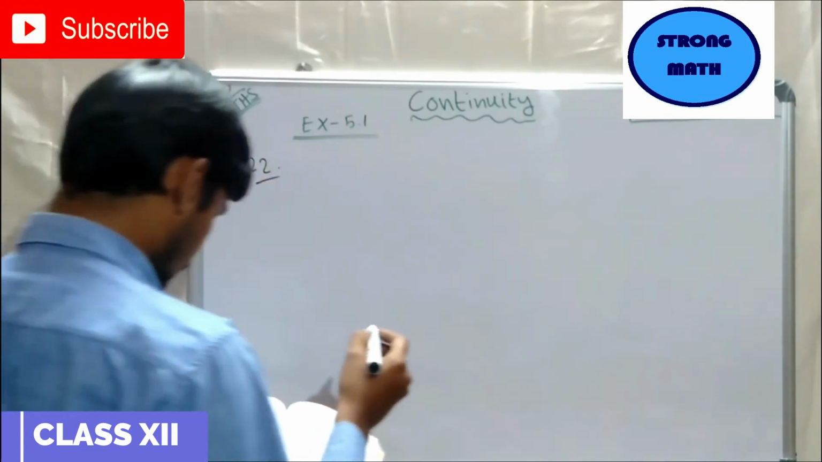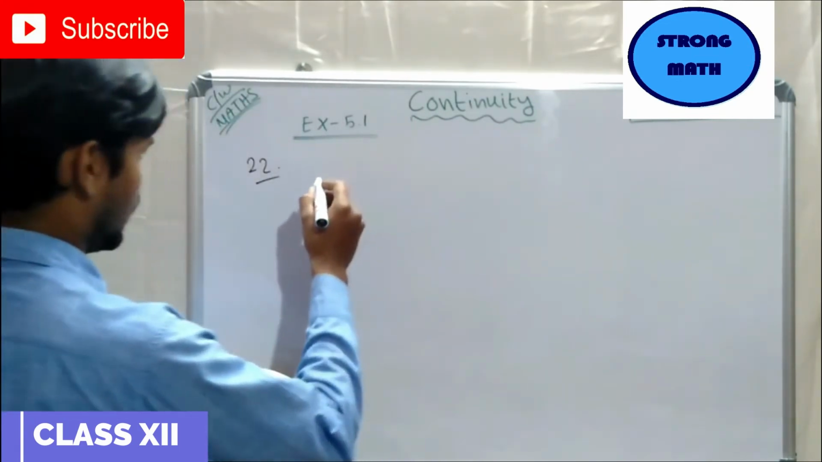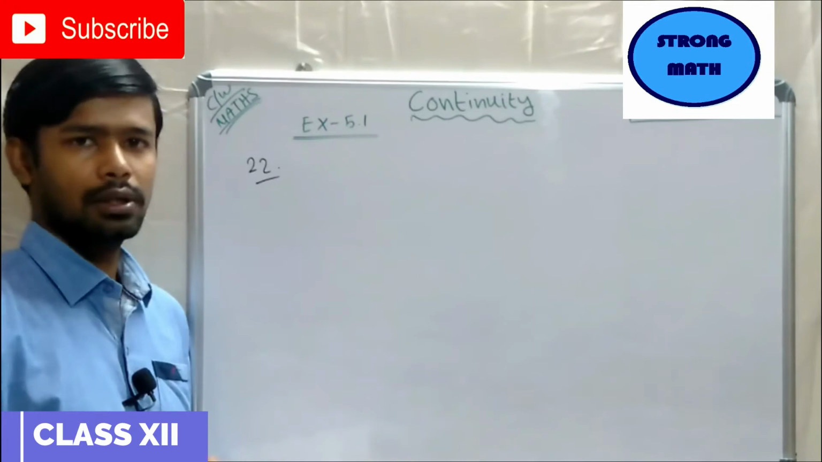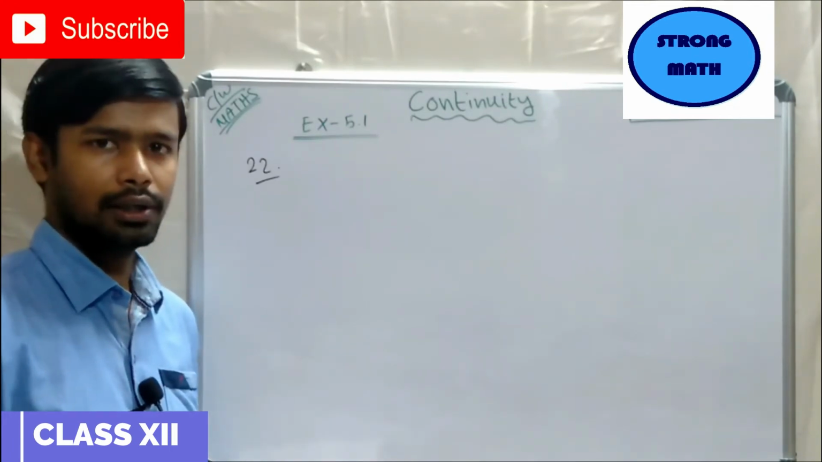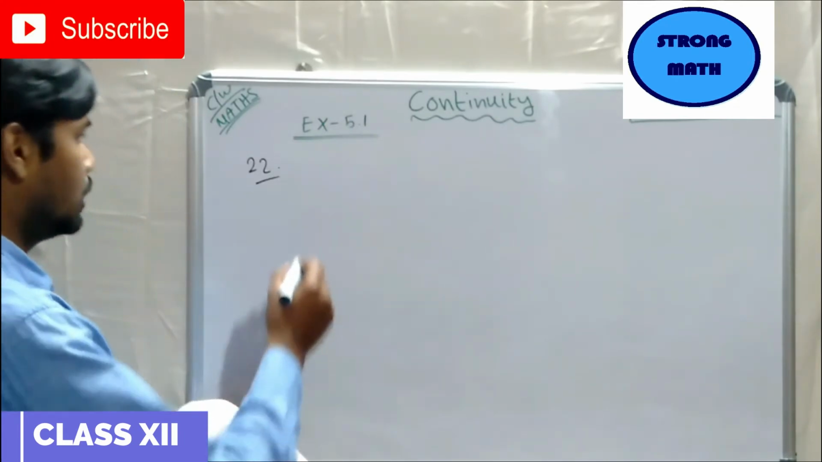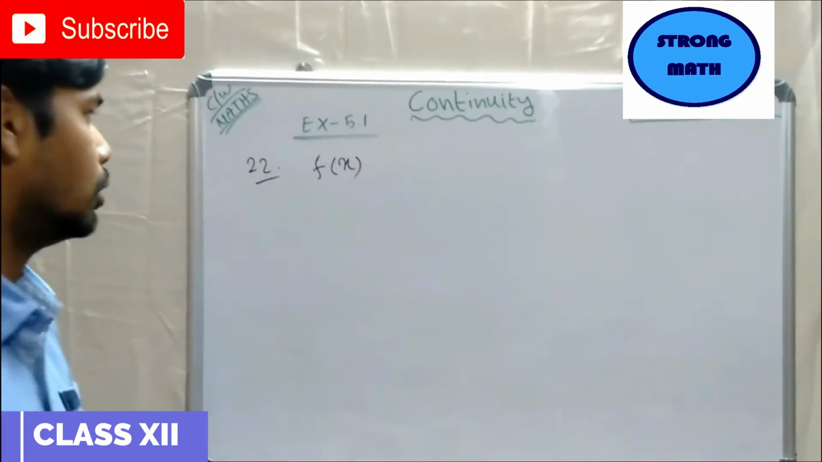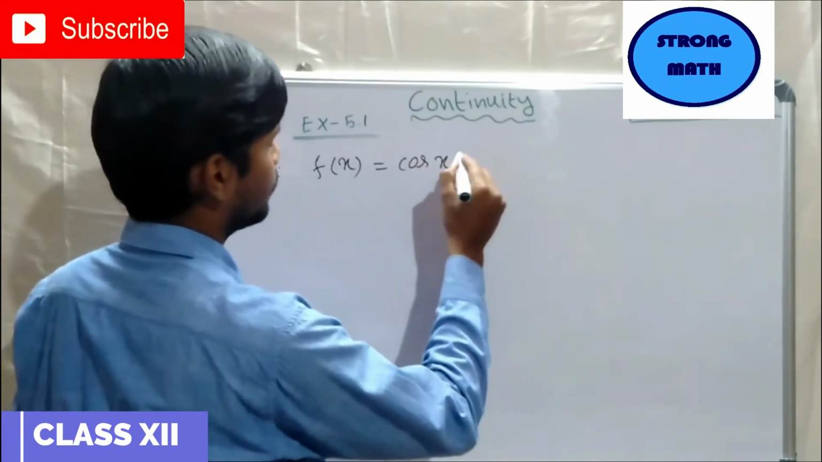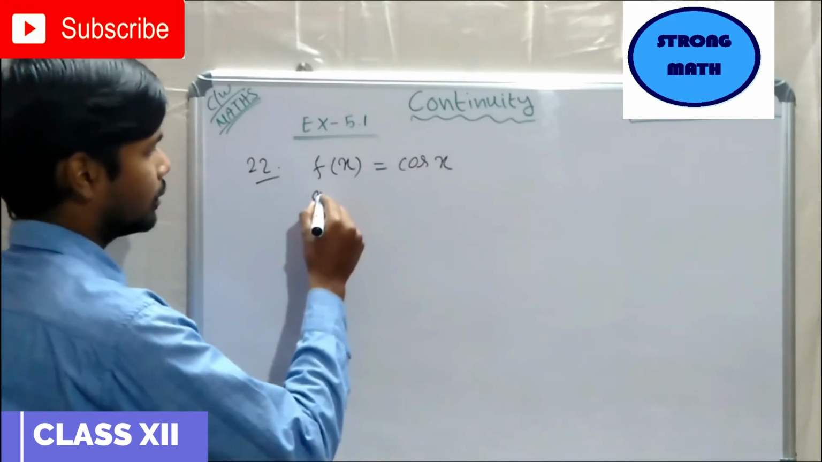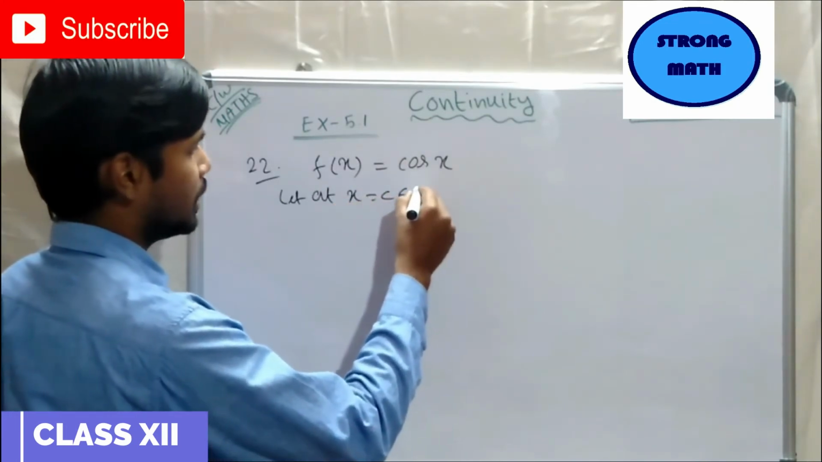Discuss the continuity of cosine, cosecant, secant and cotangent functions. Remember, I have given an example of f(x) = sin x, and we have already discussed the continuity of that function. Similarly, suppose I am showing you the cosine function. Let f(x) = cos x. We have to discuss the continuity of this function. Let us check at x = c, where c is any real number.